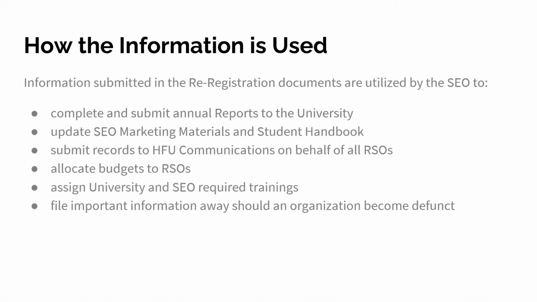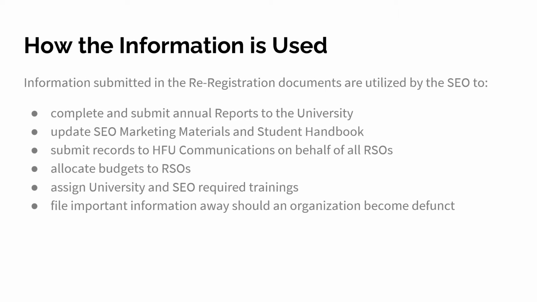In addition to recognition status, the re-registration documents are utilized by the Student Engagement Office in many ways. First, we use submitted info to update our annual reports that are submitted to the university. We also use all of the information to update the SEO website, marketing materials, and even sections of the HFU student handbook. The password log is specifically utilized to submit a complete list of all RSO social media accounts to the HFU Communications Office. Throughout the summer and into the beginning of the fall semesters, SEO and SGA will utilize the submitted budget request to assign allocated budgets.